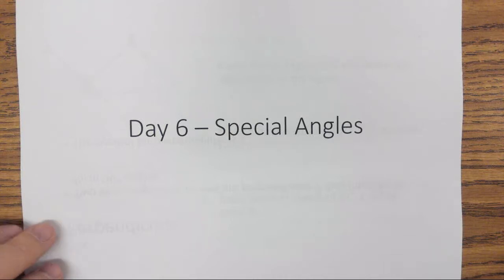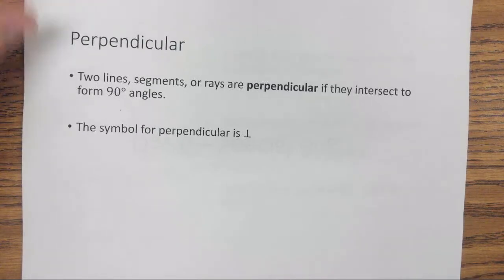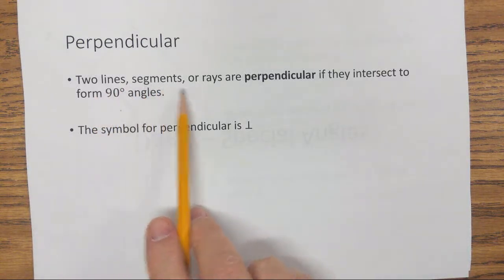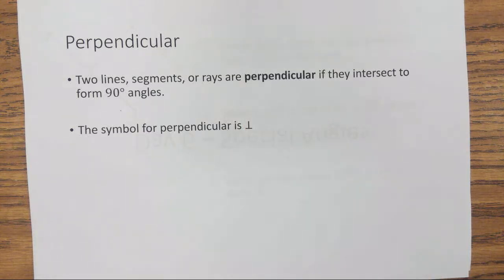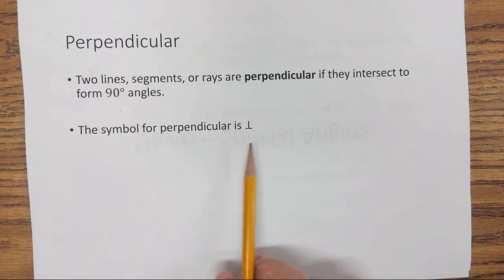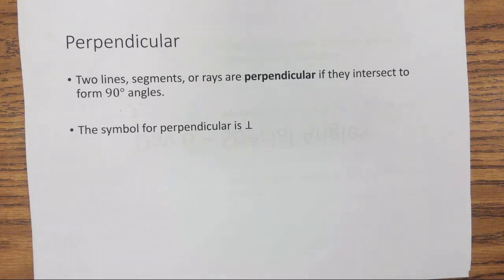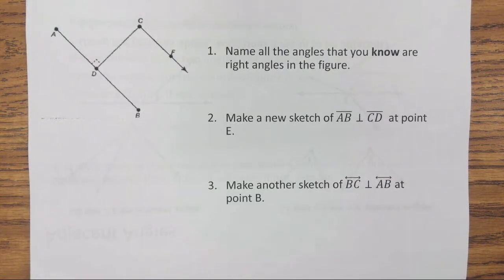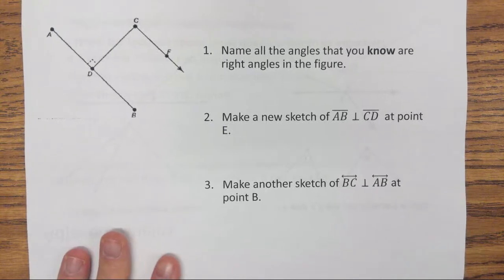Okay, so to start off, and I feel like I've talked to you guys about this before, but maybe I haven't. If I have two lines, segments, or rays, and they are perpendicular, then they intersect to form 90-degree angles. The symbol for perpendicular is this upside down T thing. It's like a T turned over on its head. So the first thing we need to be thinking about is perpendicular.